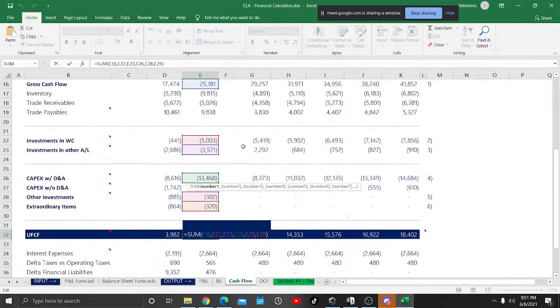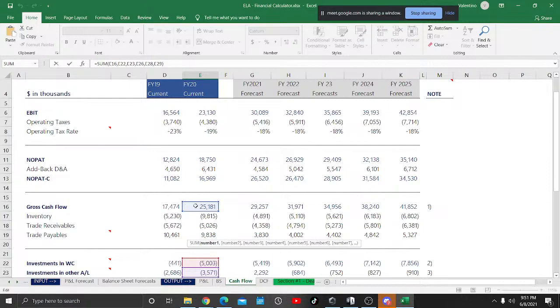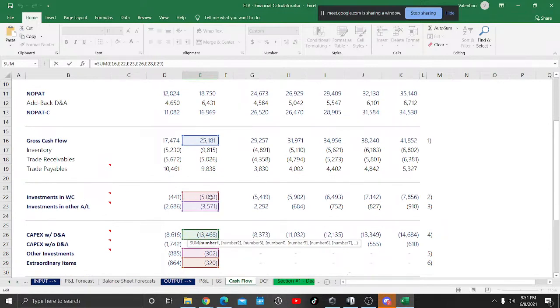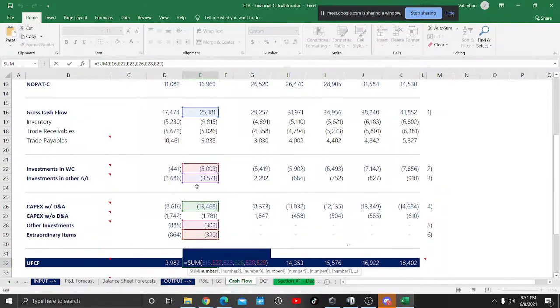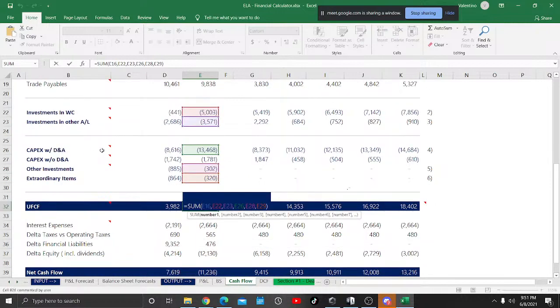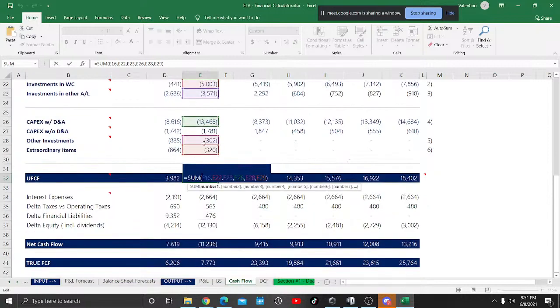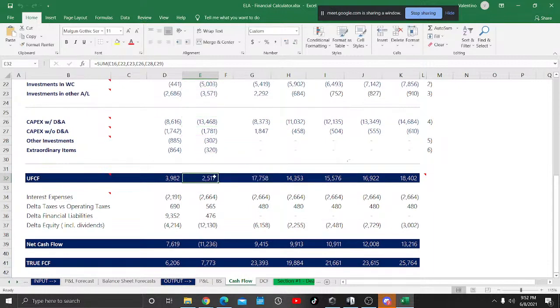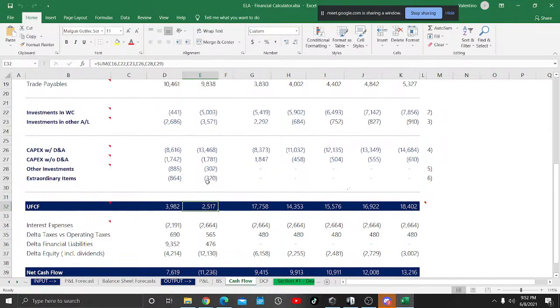Now, we subtracted various items. We have gross cash flows as your starting point, 25 million. Then we subtract investments in working capital, which is 5 million. Then we subtract investments in other assets and liabilities, which is 3.5. Then we subtract capital expenses with depreciation and amortization, which is 13 million. Then we subtract other investments, and then we subtract extraordinary items. Now, this was an analysis on a public company. So here are expenses that private companies don't have. But we could see from $29 million EBITDA to $2.5 million unlevered free cash flow.